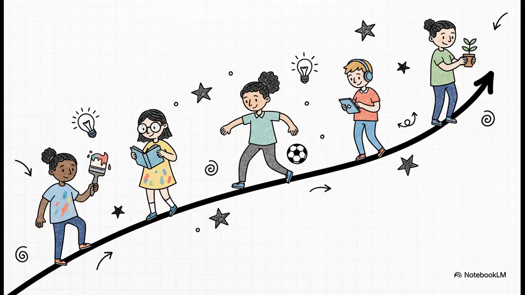So here's the bottom line. An equitable classroom doesn't try to make every student the same. Instead, it celebrates that they're all unique. It understands that kids have different backgrounds, different ways of learning, and the whole point is to meet them where they are and help them move forward.